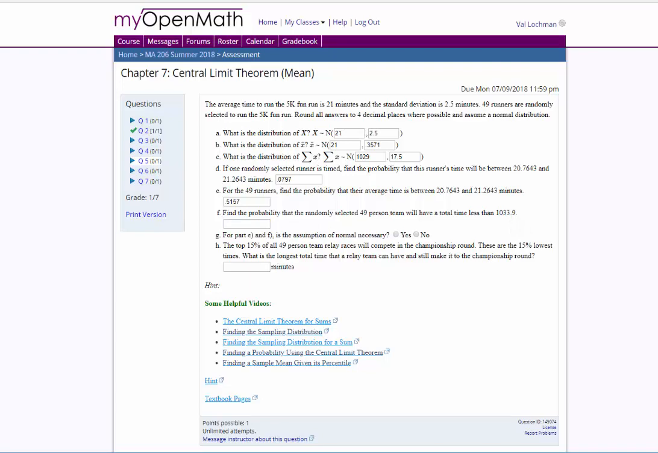All right, let's see what's going on here. Find the probability that the randomly selected 49-person team will have a total time less than 1,033.9, right? So this is your hint, total time. The whole team has its total time less than this amount right here. So I'm going to be using this distribution, with this as my mean and that's my standard deviation.